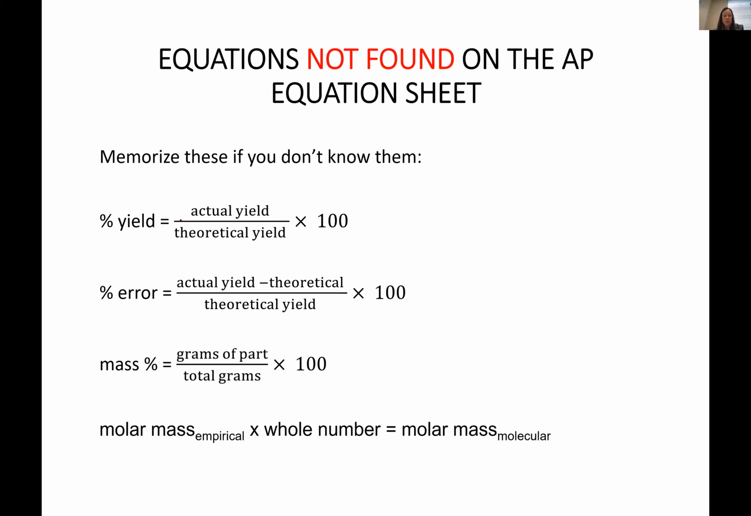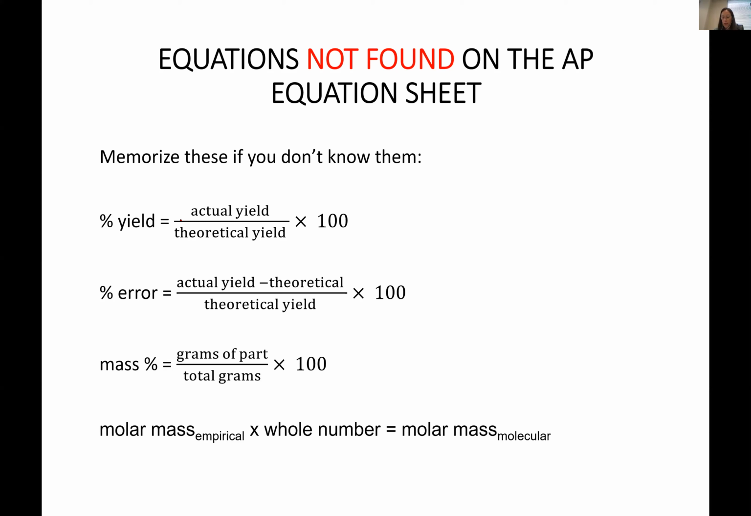And then mass percent, maybe you would find a precipitate and you want to know the mass percent of a sample that was impure or something like that. And then empirical formula and molecular formula, that always gets confusing too, because there's no formula to do that, but it's just getting the weights off the table. And so if you know the molar mass and the molar mass of the empirical formula, you can find a whole number ratio. And so we'll look at something like that today as we go through.